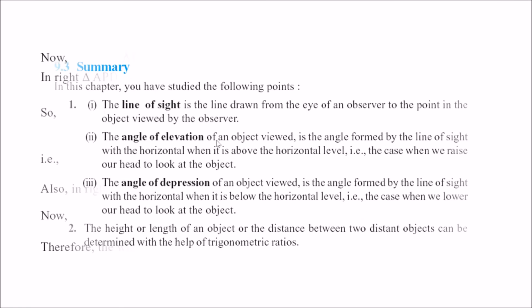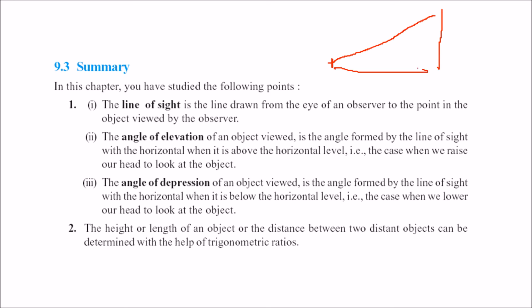So what we have seen in this chapter is that if you are standing here, and there is some chimney or tower, then this is the line of sight. This is the angle of elevation. If you are here looking like this, then this is the angle of depression. And the height or length of an object, or the distance between two distant objects, can be determined with the help of trigonometric ratios.